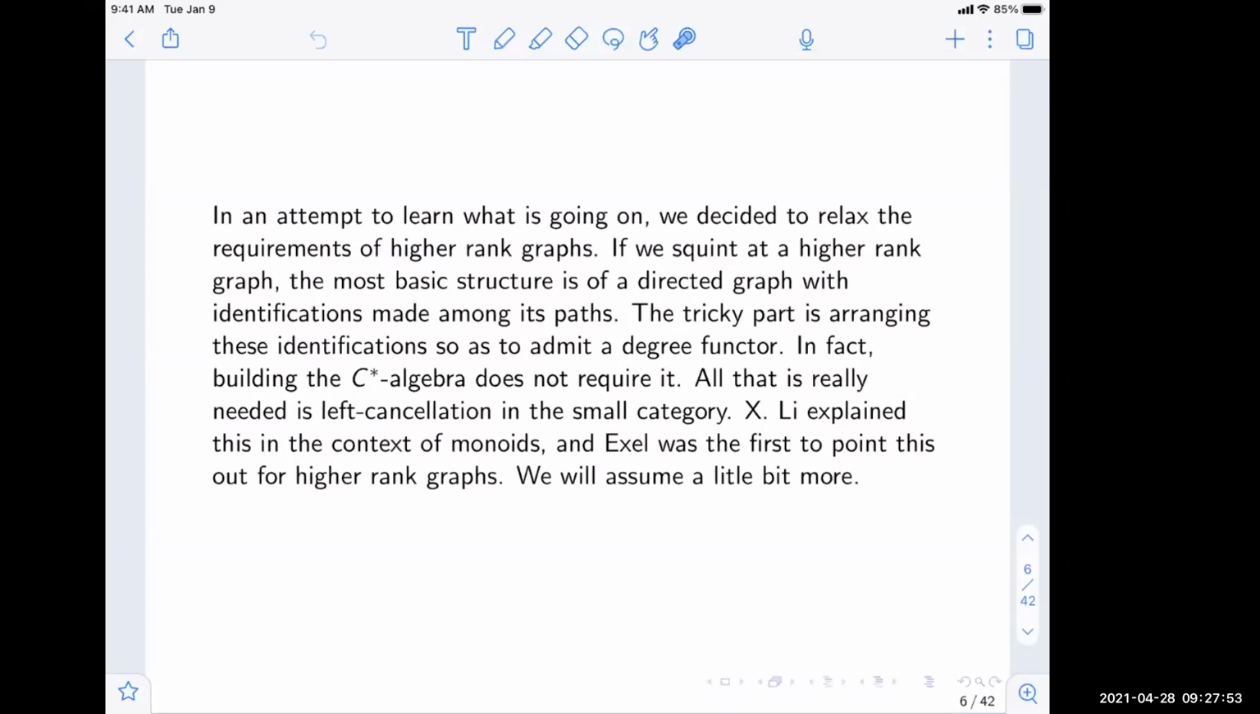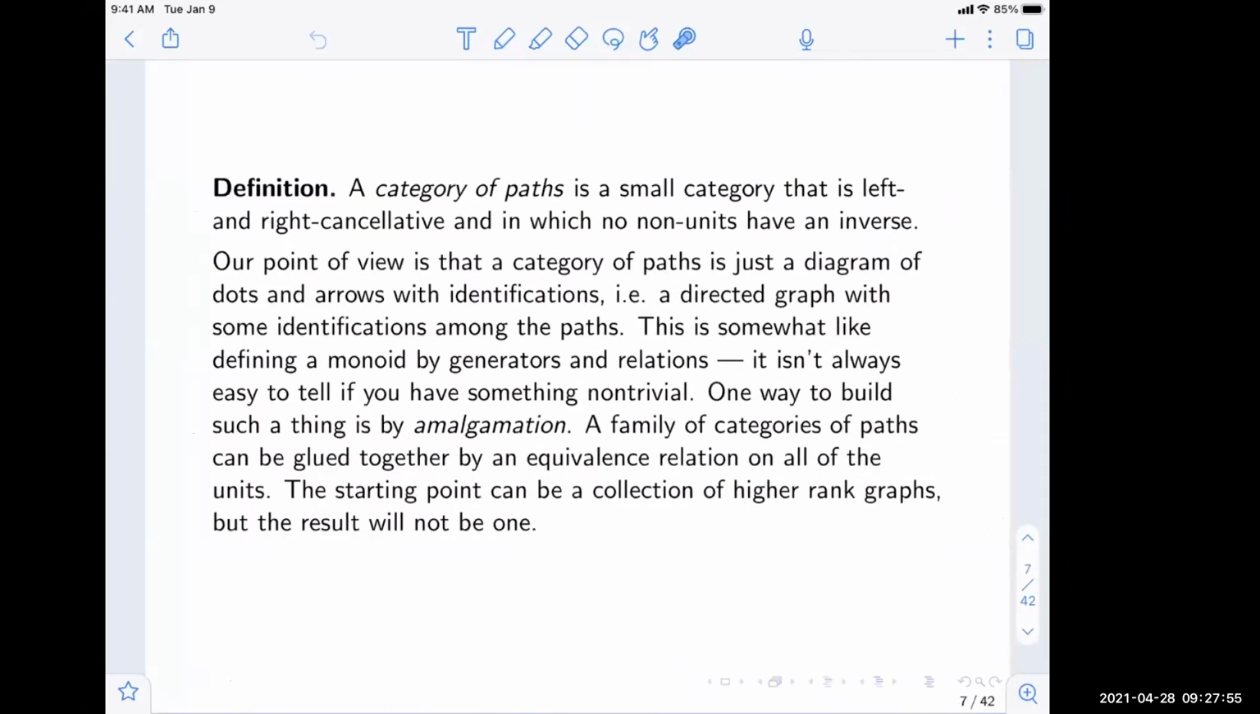So I'm going to assume a little bit more. So here's the definition of what I call a category of paths. So a small category that's cancellative on both sides, and no non-units have inverses. The idea is that when you concatenate two paths, it should get longer, so you shouldn't be allowed to cancel. So it's a naive sense, but this is asking for much less than a higher rank graph.